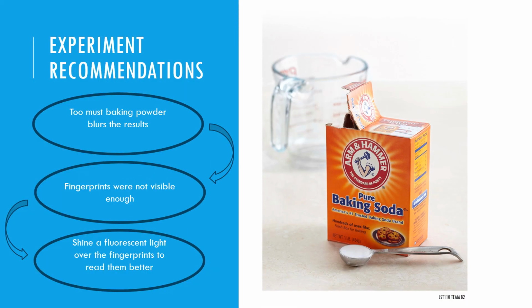Using baking powder for this experiment was appropriate. However, too much powder blurs the results. We recommend that you do not apply too much powder on your fingers. Some fingerprints were not visible enough. We overcame this by using fluorescent light, which makes the fingerprints more visible.